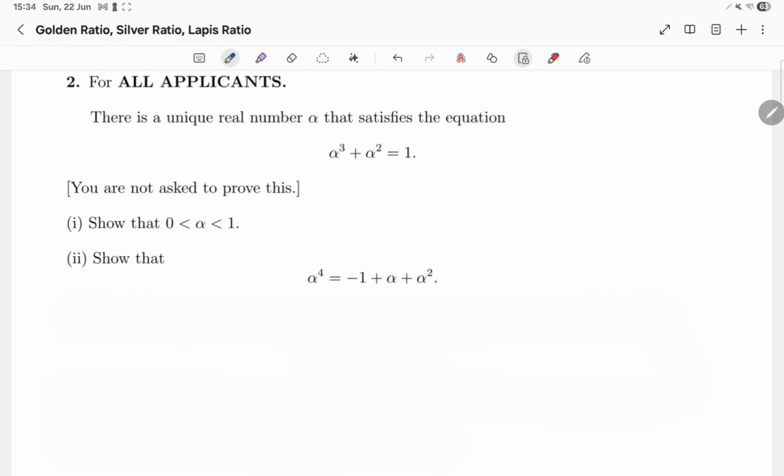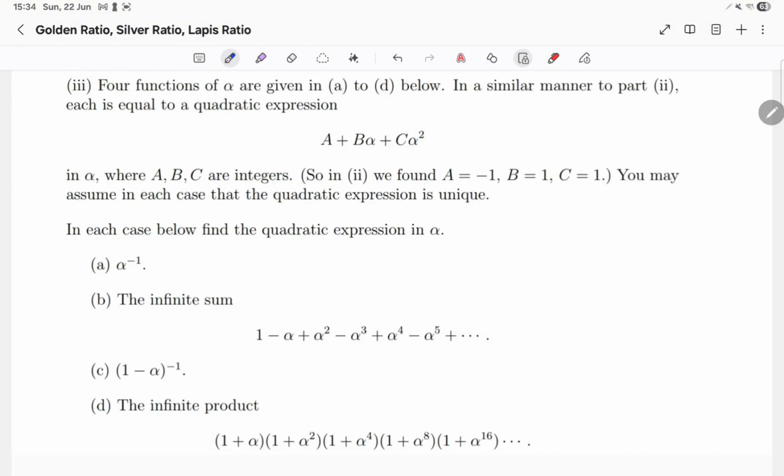Part 1. Show that 0 is less than alpha is less than 1. Part 2. Show that alpha to the 4 is equal to -1 plus alpha squared. Part 3. 4 functions of alpha are given in A to D below. In a similar manner to Part 2, each is equal to a quadratic expression A plus B alpha plus C alpha squared in alpha, where A, B, C are integers.